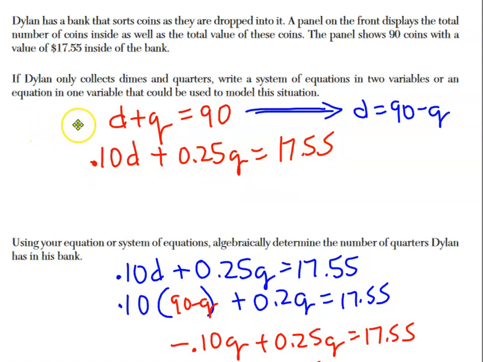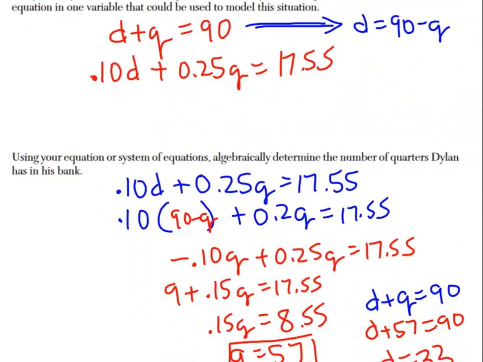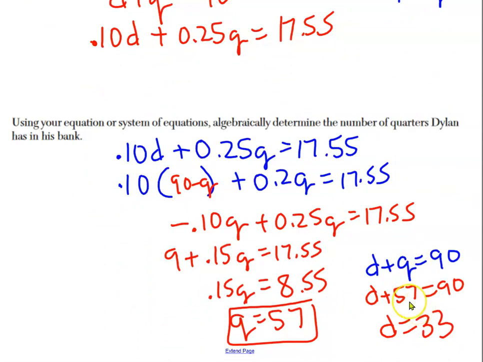So instead of multiplying the entire first term by like negative 0.10 or multiplying by negative 0.25, I decided to rearrange it to isolate one variable. I happened to choose D, doesn't matter, and then I chose to substitute this expression, 90 minus Q, into the variable D. And I solved this problem using that substitution method. So if you used elimination, you still should have gotten the same answers that I did. All right. And that's how you solve systems of equation word problems, either graphically or algebraically.